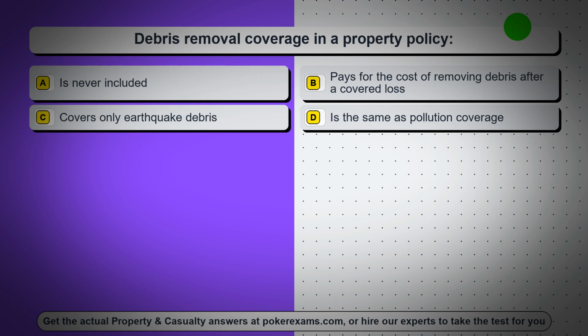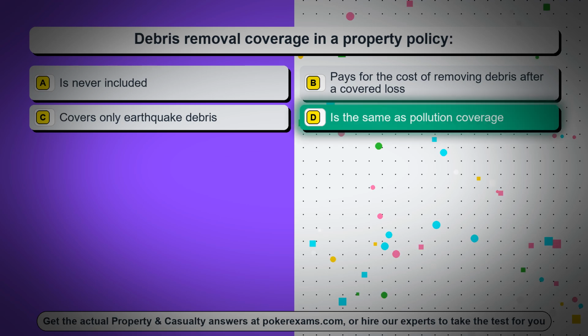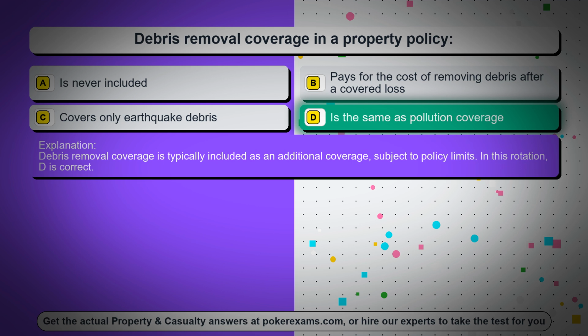Question 94. Debris removal coverage in a property policy. Option A, is never included. Option B, pays for the cost of removing debris after a covered loss. Option C, covers only earthquake debris. Option D, is the same as pollution coverage. The correct answer is option D, is the same as pollution coverage. Debris removal coverage is typically included as an additional coverage, subject to policy limits. In this rotation, D is correct.